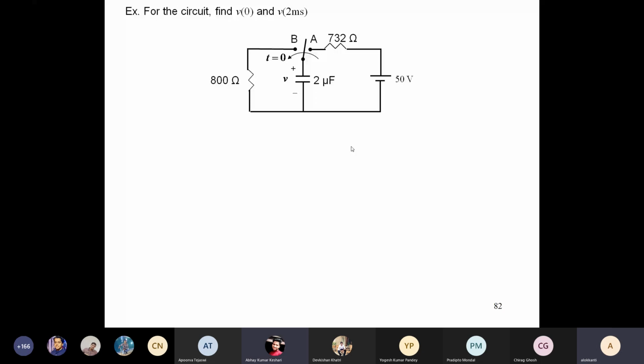So this is a simple case where the switching is done. The switch is moved from A to B at t equal to 0. Then find out what V is at 2 milliseconds. 26.763 volts? Sir, 14.325 volts.